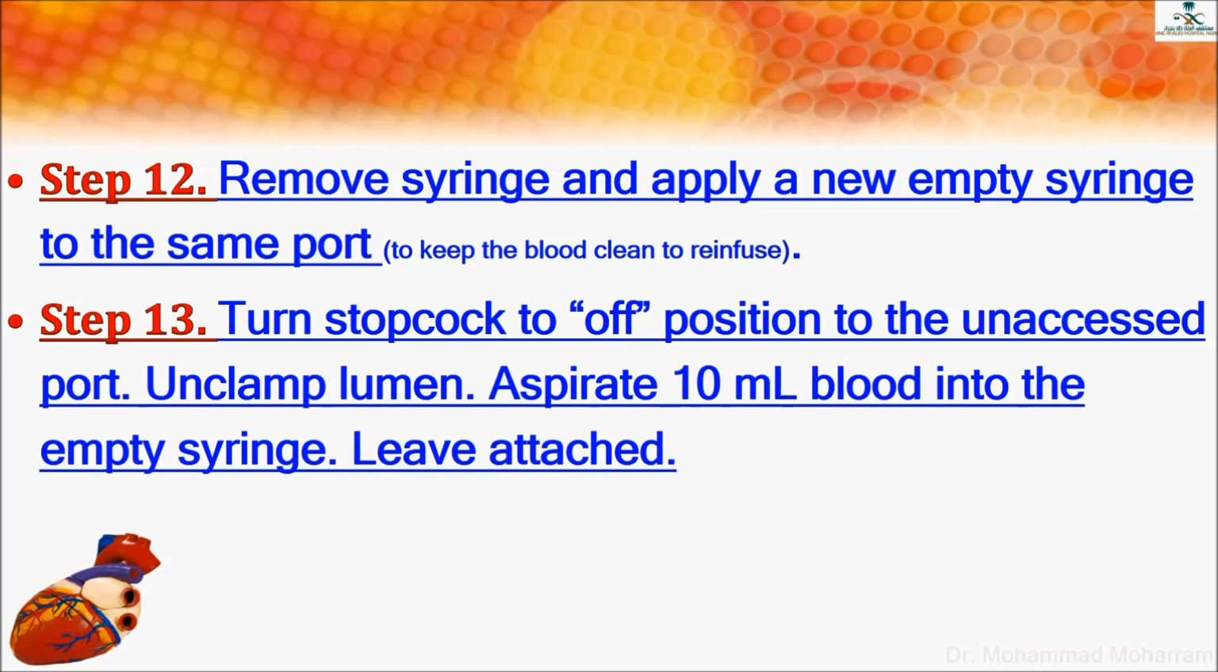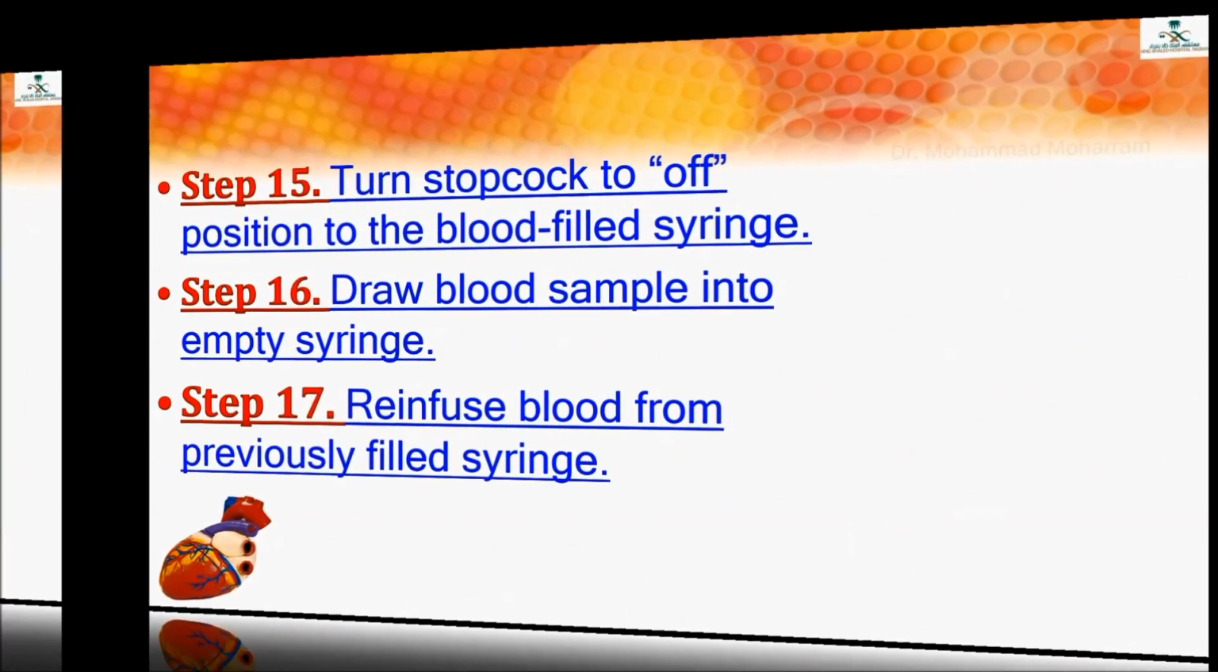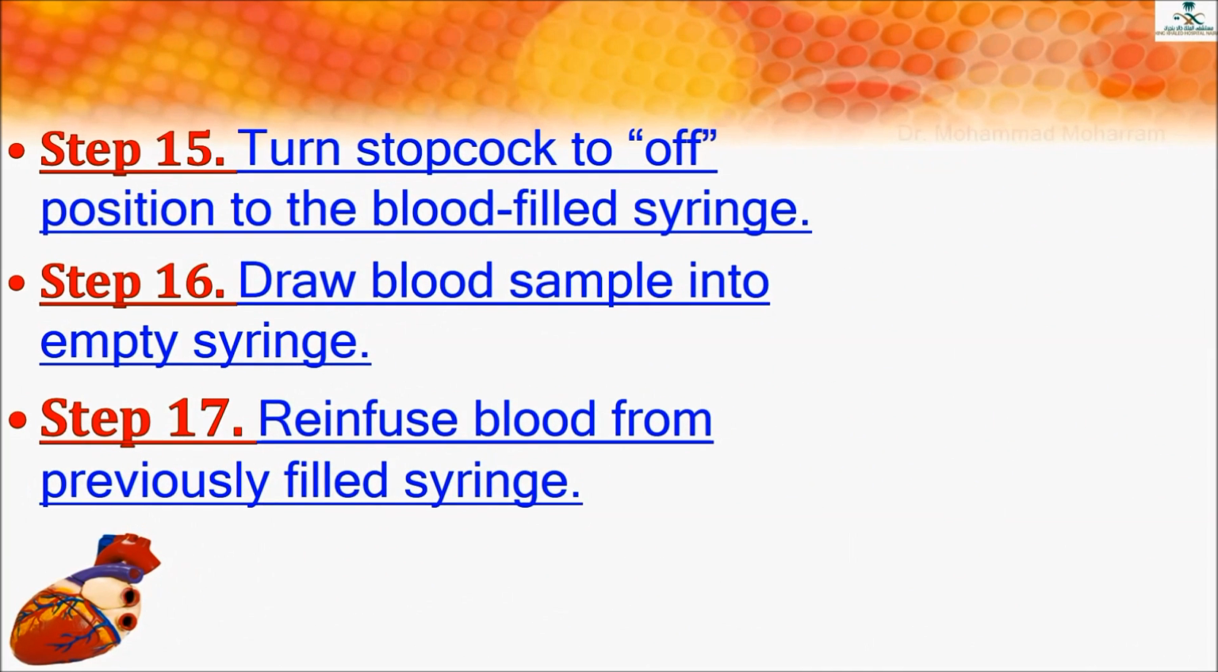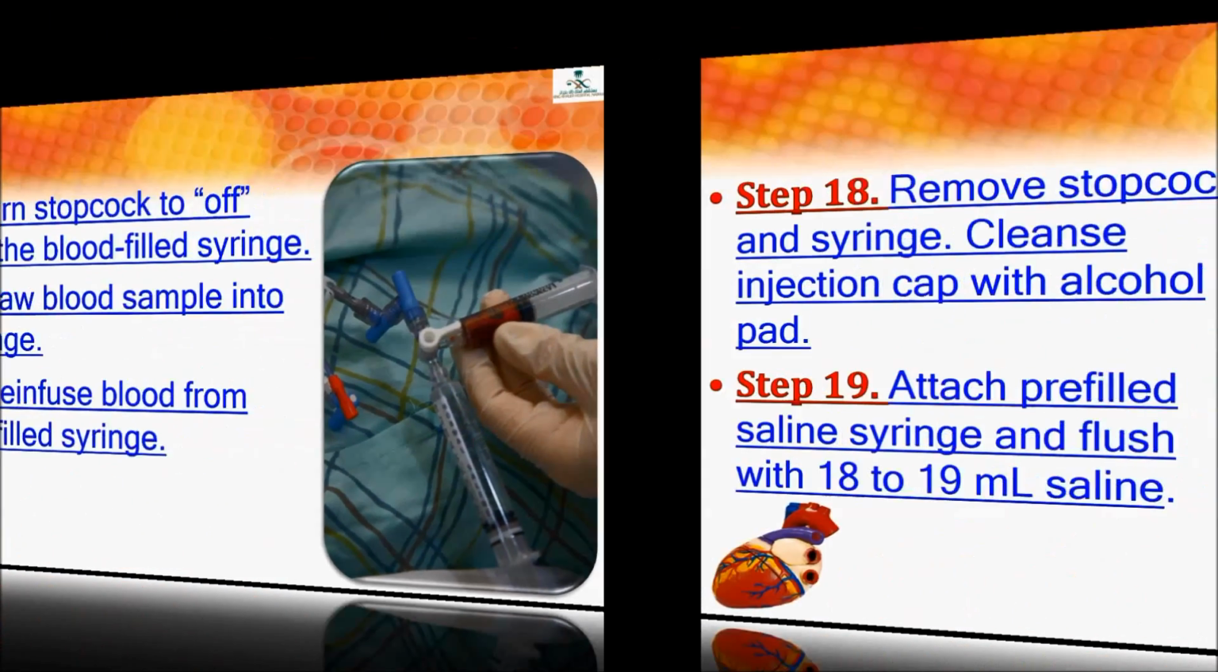Unclamp lumen. Aspirate 10 ml of blood into the empty syringe. Leave attached. Attach another empty syringe to the second stopcock port. Turn stopcock to off position to the blood-filled syringe. Draw blood sample into the empty syringe. Reinfuse blood from previously filled syringe.